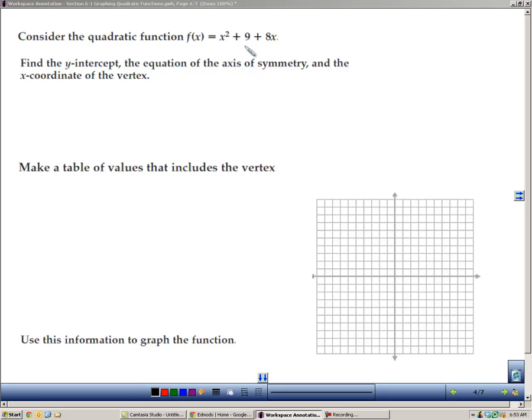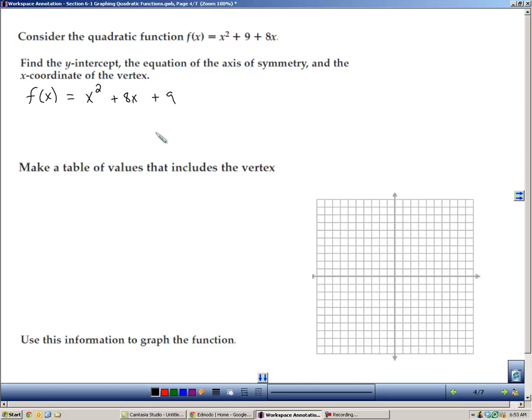So here we have a quadratic function, and we're asked to find a lot of things about that function. First things we're asked to find is the y-intercept, the axis of symmetry, and the vertex. Now before I do that, I want to take my quadratic function and write it in descending order. So I want it to look like a quadratic. Remember, we want the squared term to be first, then the linear term, and then the constant.